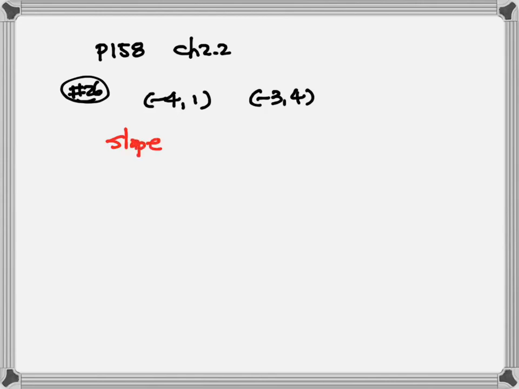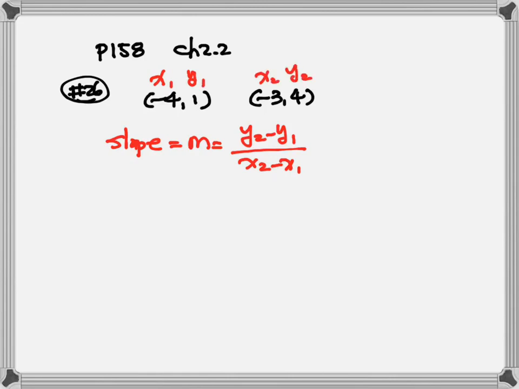Slope is represented as a lowercase m, equal to y2 minus y1 over x2 minus x1. So this is x1, y1, x2, y2. Let's plug into the formula to find the slope.